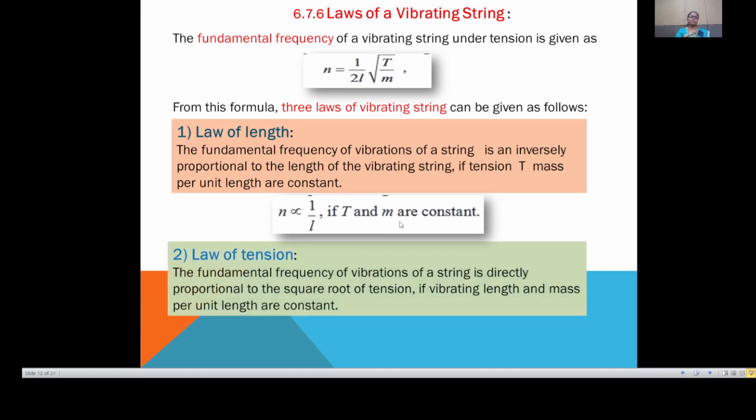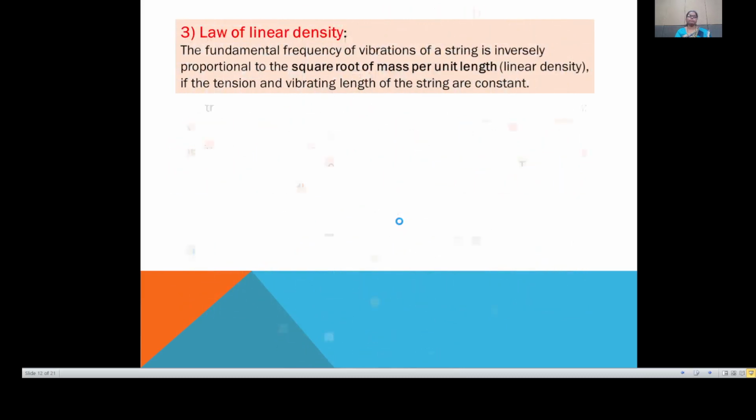And the second law is the law of tension. The statement for the law of tension is: the fundamental frequency of vibration of a string is directly proportional to the square root of tension if vibrating length and mass per unit length are constant. N is directly proportional to the square root of tension if L and M are constant.